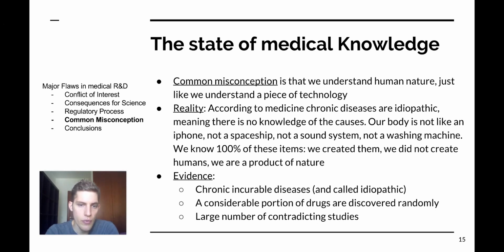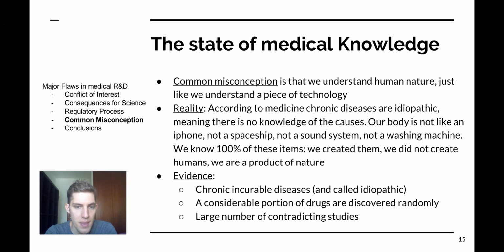Now, evidence for this is, of course, as clear as the sun: chronic incurable diseases. These are called idiopathic, which means that medicine says we do not know what causes these. If we knew, we would be able to prevent or find a cure.